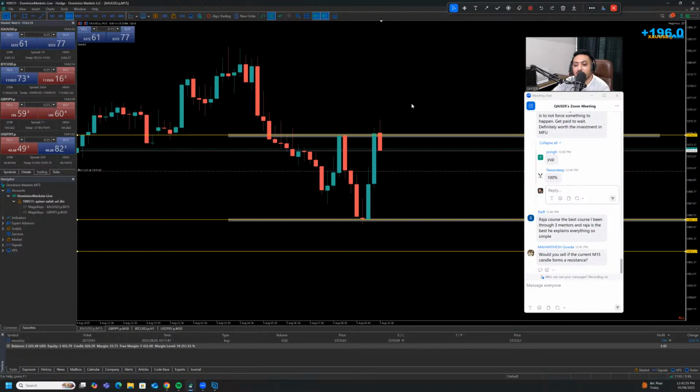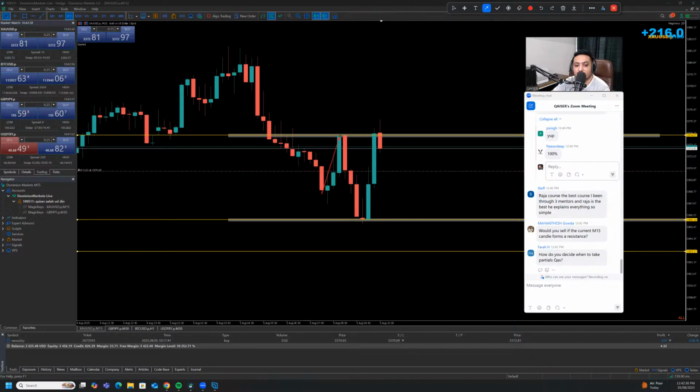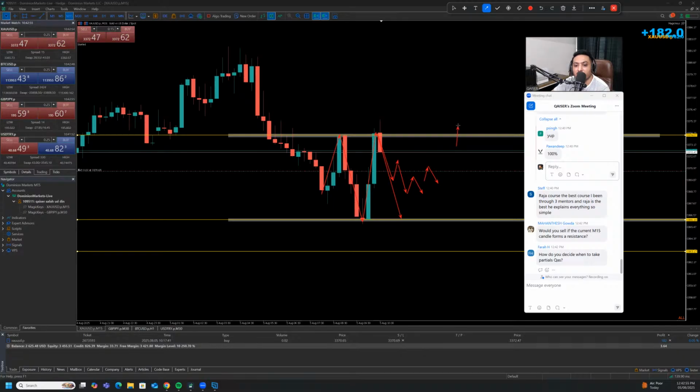Would you sell if the current M15 candle forms a resistance? No, definitely not. You need to understand this is bounce 1, this is bounce 2, this is bounce 3. So what is the probability this candle will go for bounce 4? Less probability. Maybe it will retrace, or maybe do some consolidation in this area. Then with the opening of NY, if it gives a breakout structure to the upside, or a breakout structure to the downside, that makes sense. But there's going to be no sales, less probability.